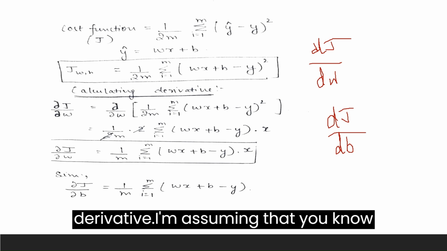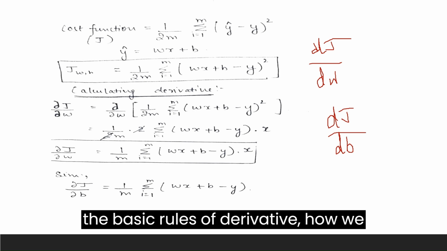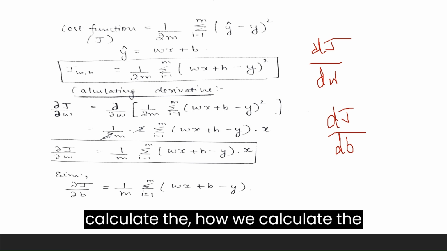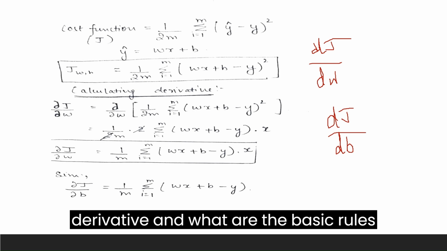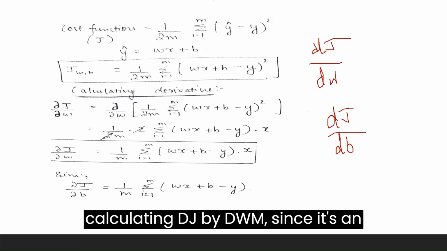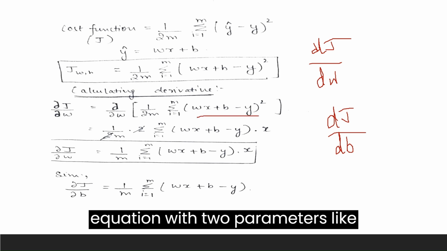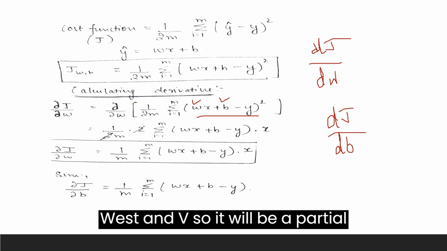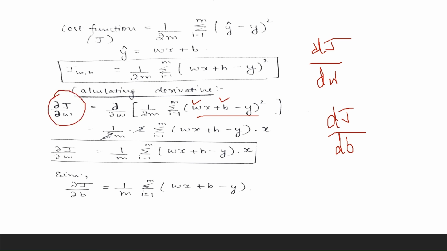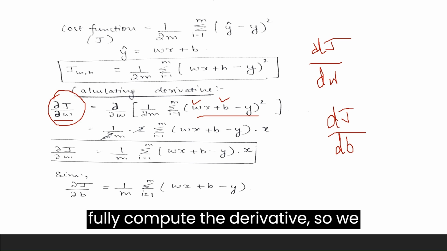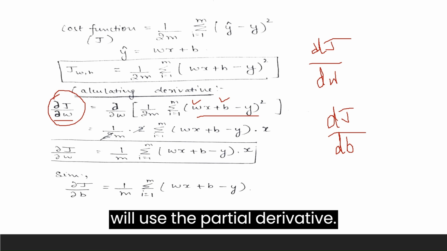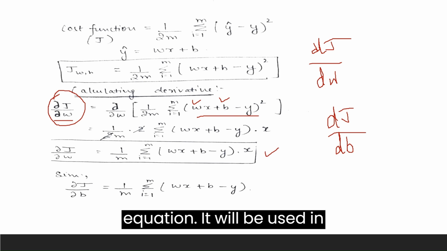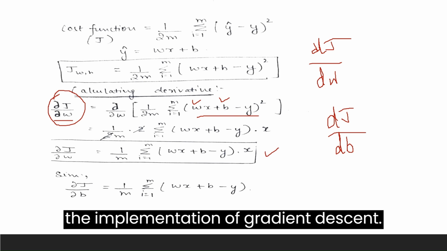And when we calculate the derivative, I'm assuming that you know the basic rules of derivative, how we calculate the derivative and what the basic rules for calculating the derivative are. If we are calculating dJ by dw, since it's an equation with two parameters like w and b, it will be a partial derivative. You cannot fully compute the derivative, so we will use the partial derivative, and the equation after computing this will be this equation. It will be used in the implementation of gradient descent.